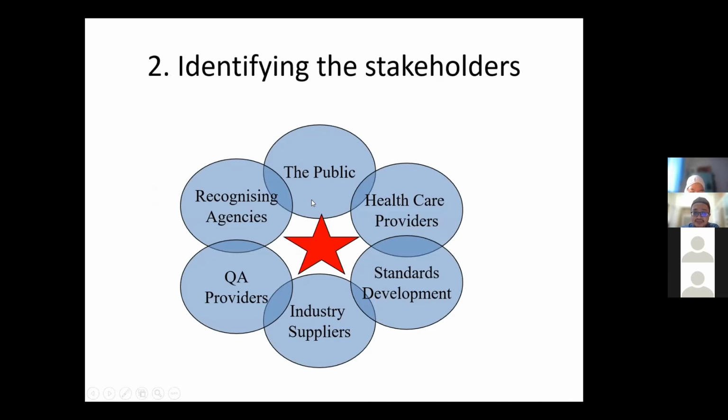Okay, stakeholders ni people that are relevant, and we have to think whenever we do a policy, who will be affected. Okay, the public, healthcare providers, those that develop the standards, the reagent suppliers. So we have to find which reagent is less costly, most effective, not very damaging to the environment. The QA providers, do we have quality assessors around? Those that can give a certificate or recognizing agencies ni, are they there? So kalau tak ada, semua ni kena adakan. Okay.